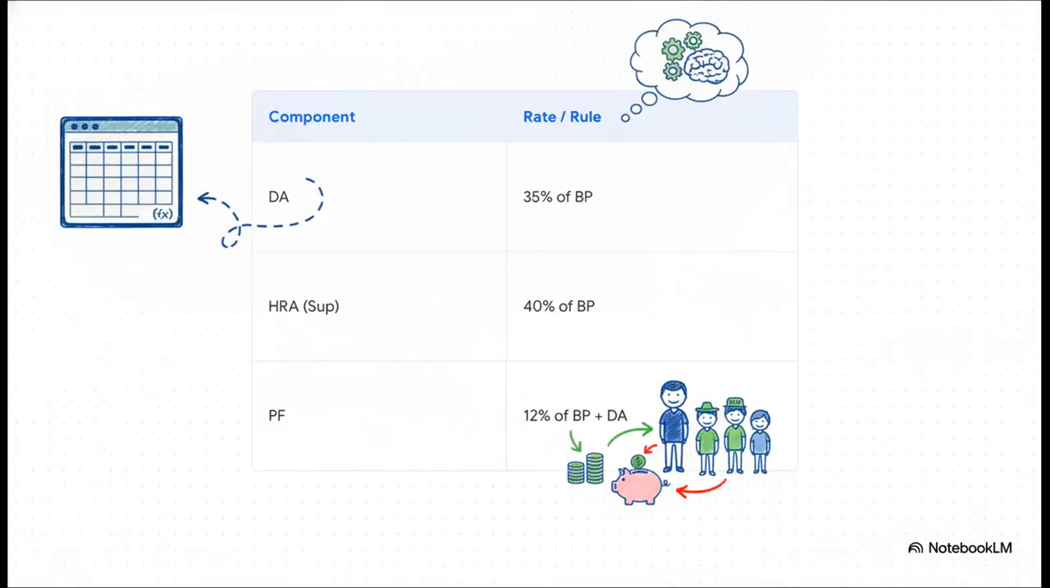Now, to make the spreadsheet run completely on autopilot, we have to feed it specific logic rules. So, instead of manually calculating every single employee's allowances by hand, which, no thank you, we just give the spreadsheet the exact percentage rates. We tell it, hey, dearness allowance is 35% of basic pay. House rent allowance for supervisory staff, make that 40%. And we lock in the provident fund deduction at a strict 12% of basic pay plus dearness allowance.